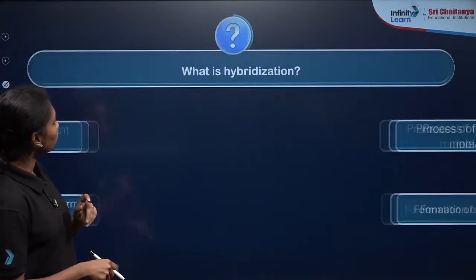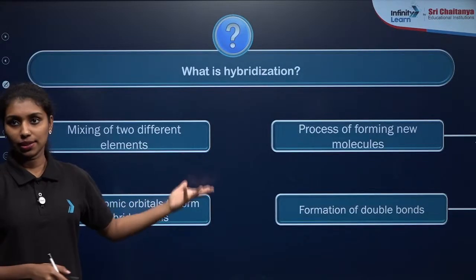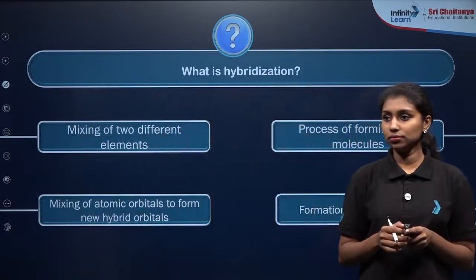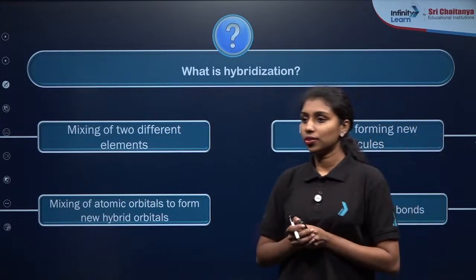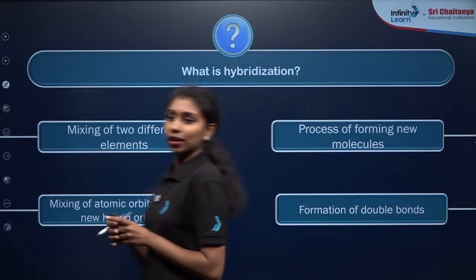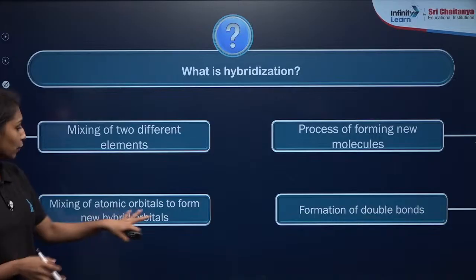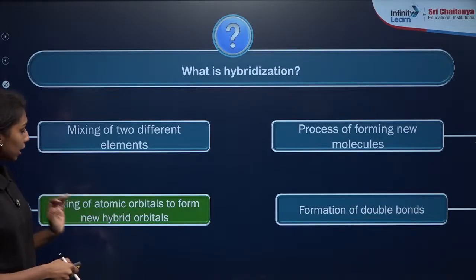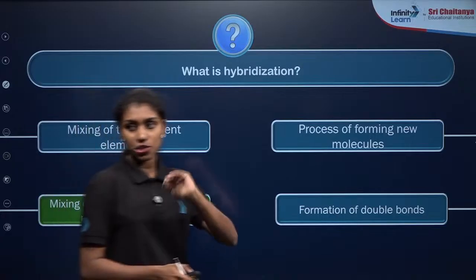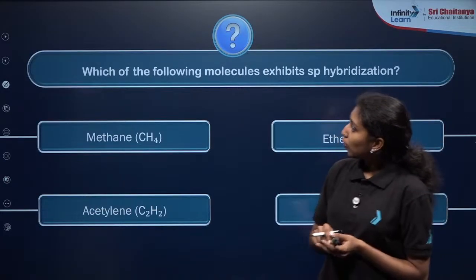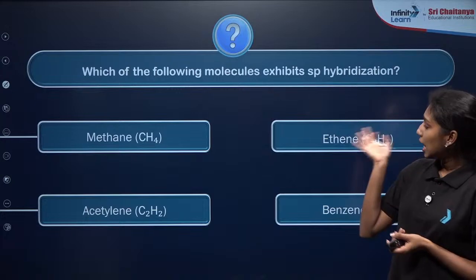So, now I am directly moving to the next question. What is hybridization? I will give the answer first because there is a time limit for us. Mixing of atomic orbitals to form new hybrid orbitals, right? So option C will be our correct answer. That is the definition of hybridization. Clear? Okay. Next question. Which of the following molecules exhibits sp hybridization?